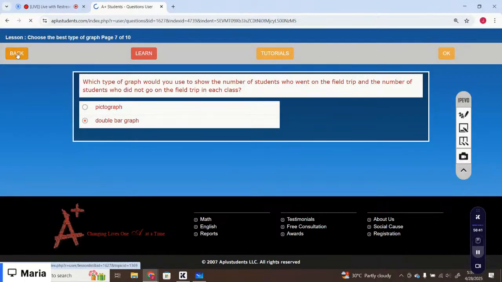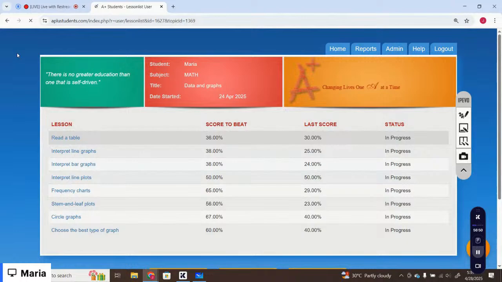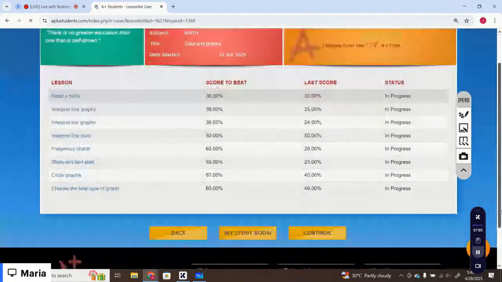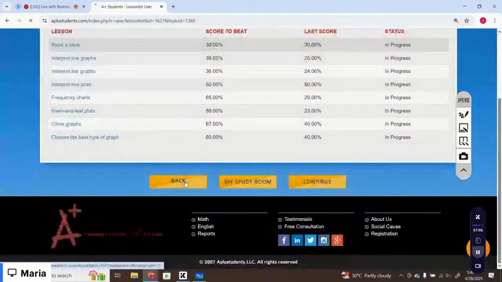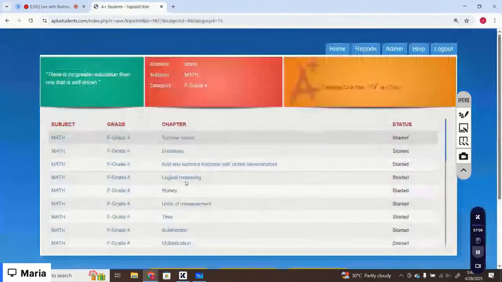So we were working on grade 4 math. The chapter we were working on is data and graphs. The lessons we have covered today are frequency charts, stem and leaf plots, circle graphs, and choose the best type of graph. So please make sure that before the next session you complete all the practice questions for the lessons we just did. That is your homework until the next session.